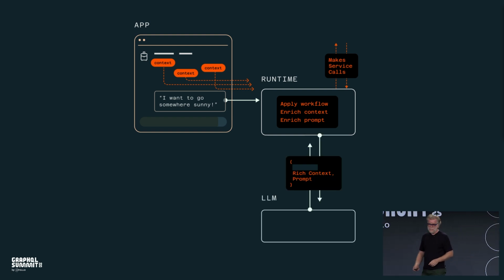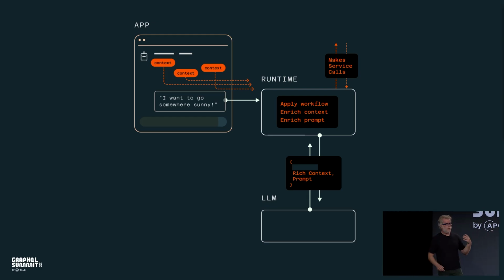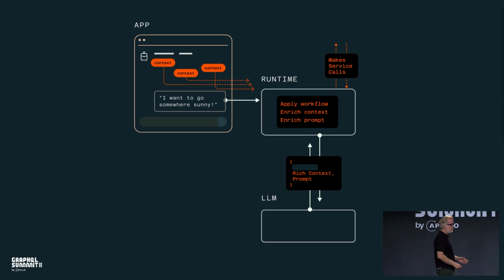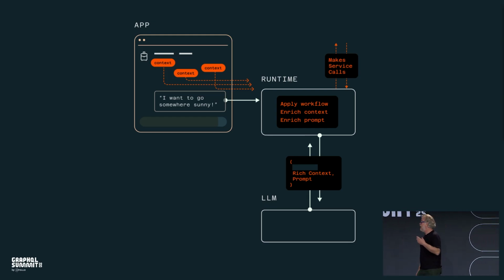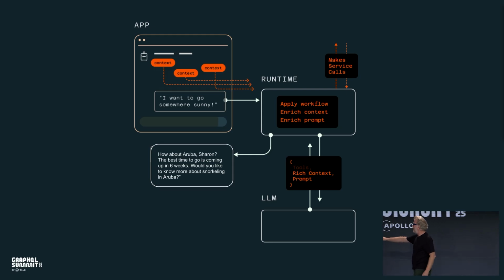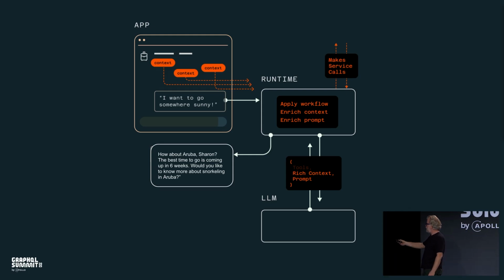So then when we talk to the intelligence, we have a much richer conversation. We're not saying just, where do I go? I want to go someplace sunny. It's Steve, who has a family, who has a flight preference, and we've described to the agent how we want it to behave, et cetera, et cetera. I've left one thing. I'll leave that alone. And so we get a much better answer. How about Aruba, Sharon? The best time to go is in 6 weeks. Would you like to know about snorkeling?